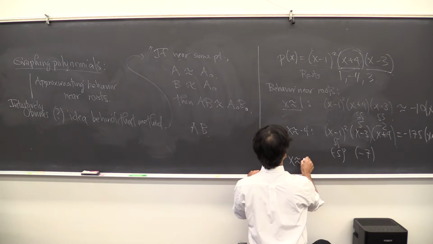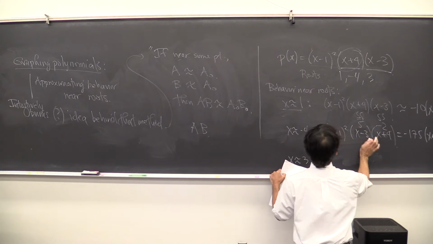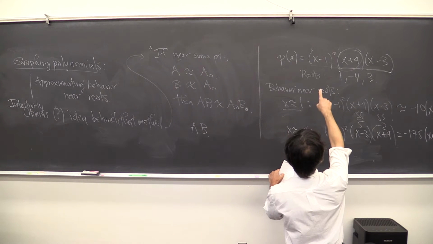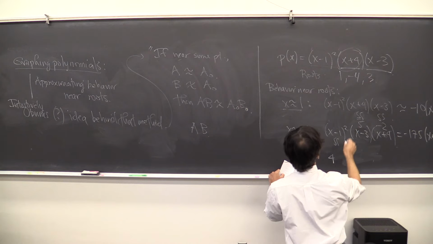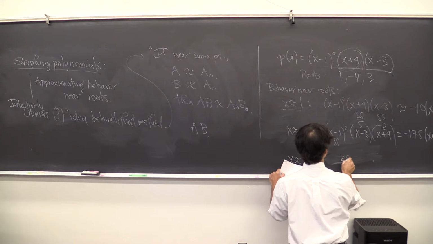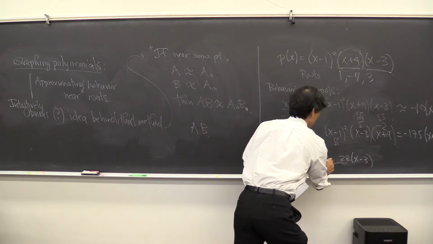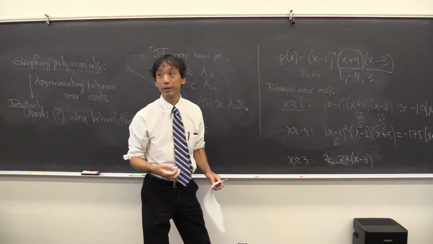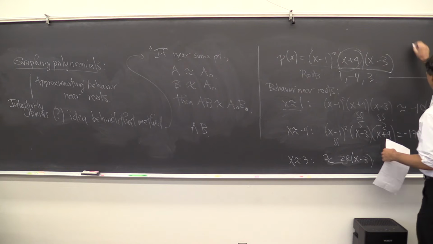Let's do the last one. When x is basically 3, you get 3 minus 1 squared, that's 4, and 3 plus 4, that's 7. So you get 28 times x minus 3. That's what the polynomial is going to behave like near there, and you would use those facts to graph your polynomial.